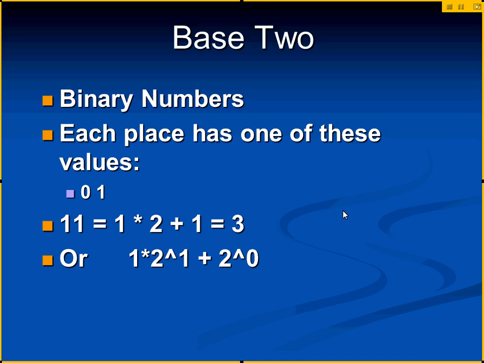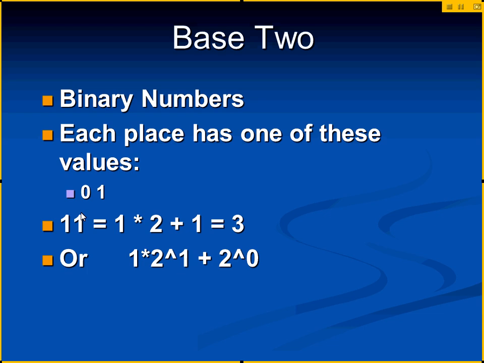our number 11, or 1, 1, the number on the far right is in the ones column because it's 2 to the 0. Remember with base 10, everything was 10 to the 0, 10 to the 1, 10 to the 2, in order to get the ones, the tens, and the hundreds columns. With base 2, we have 2 to the 0, 2 to the 1, 2 to the 2, 2 to the 3, 2 to the 4, 2 to the 5, and so forth.